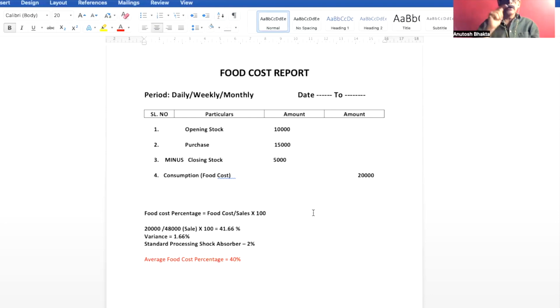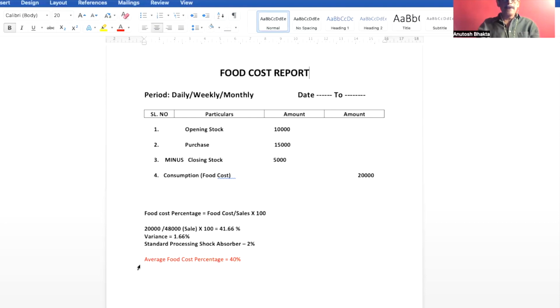So how are we going to calculate your food cost percentage? The food cost percentage formula is the food cost, that is your amount, divided by your sales for the week, into 100. Here in the example, your total food cost is 20,000, and if your sales for the week are 48,000, into 100, it equals 41.66%. So the variance is 1.66%.